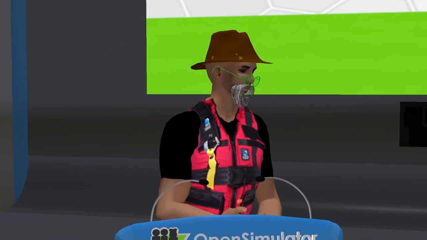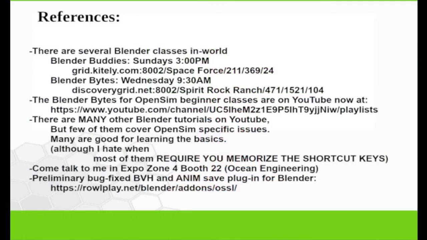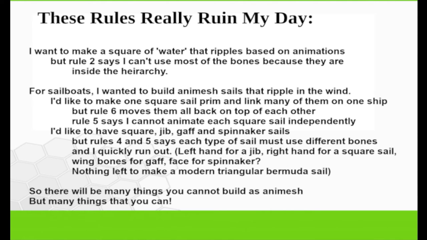Did I skip a slide? Because it's supposed to be talking about how these rules ruin my day. "You must hate Animesh." Well, no, I don't hate it. I wish that I could do more things with it, but I'm finding a lot of things I can do. I can't do the sailboat I want, and I can't do water.